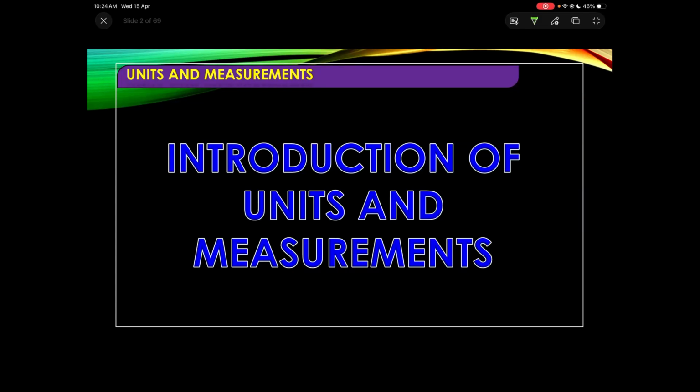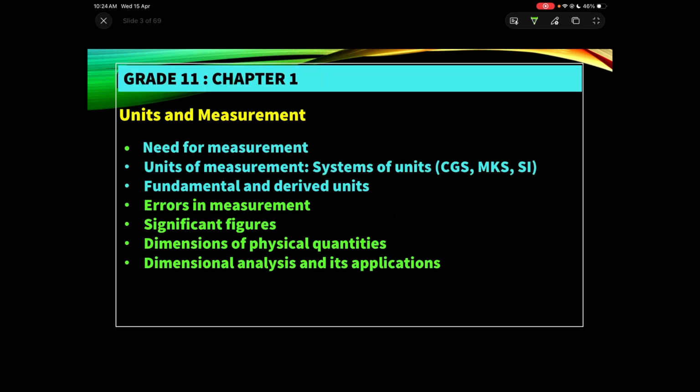This is grade 11 physics, the first unit, Introduction to Units and Measurements. By the end of this video, you will have a clear idea on why measurement is needed, what the different types of units of measurement are: CGS system, MK system, and SI unit of measurement. Then you will learn the fundamental and derived units.